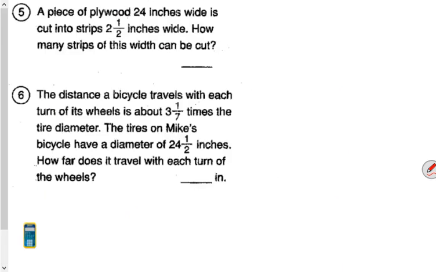All right, let's look at another one. A piece of plywood 24 inches wide is cut into strips 2 1/2 inches wide. How many strips of this width can be cut? So we see something here being cut into equal parts. So that's a pretty clear indicator that we're going to want to do division here.